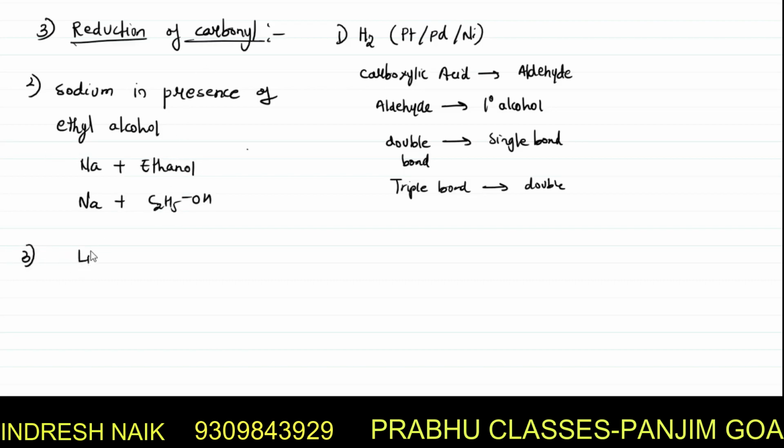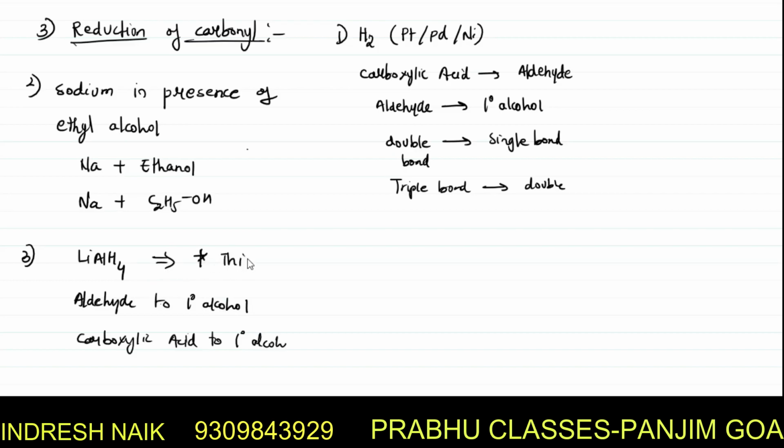The third reducing agent is lithium aluminum hydride. Okay, this is a very strong reducing agent. It is a very good reducing agent. We can say it can reduce aldehyde to primary alcohol. Okay, and it can also reduce carboxylic acid to primary alcohol.